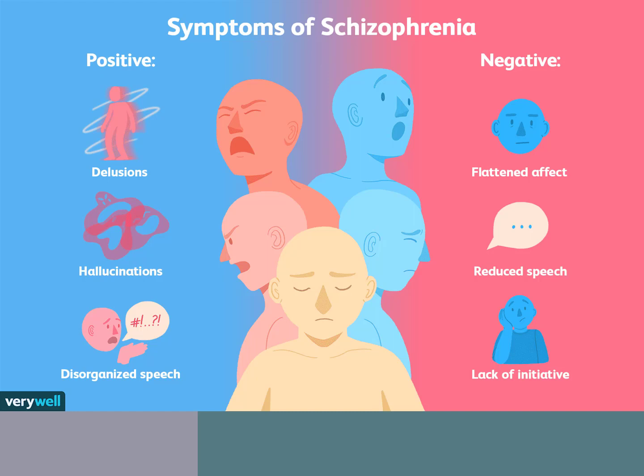And then lack of initiative or motivation. That's another one where you would expect something. Somebody with schizophrenia might be sitting there and you can pinch them and you would expect them to move their arm, but they just keep their arm there because they have lack of initiative, lack of motivation. Again, that's a negative symptom.